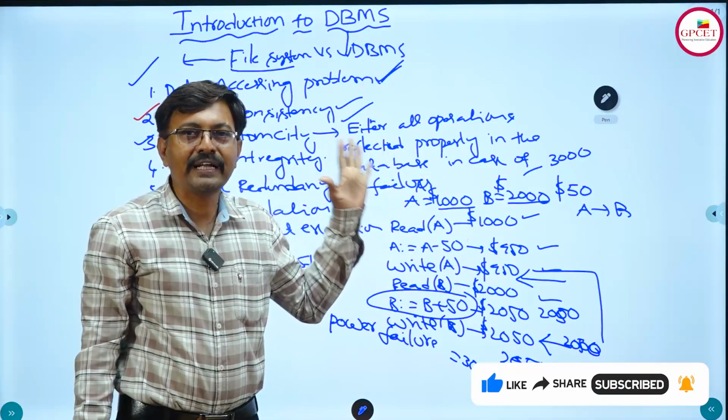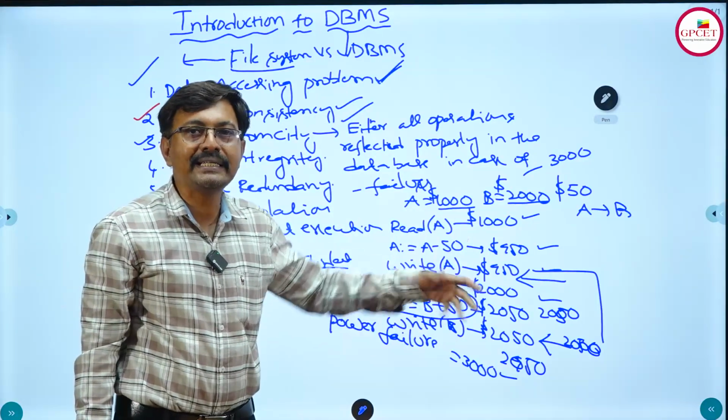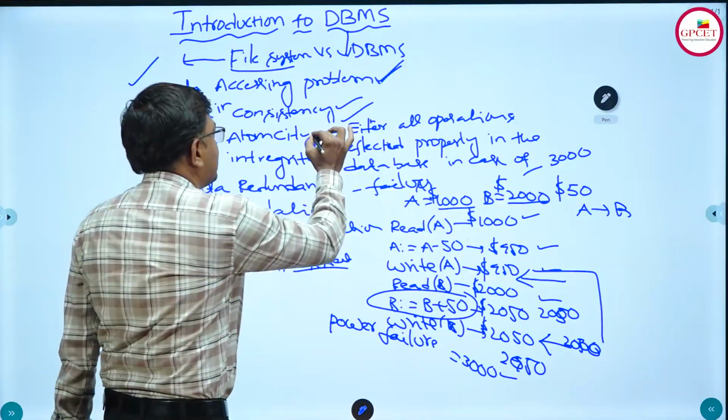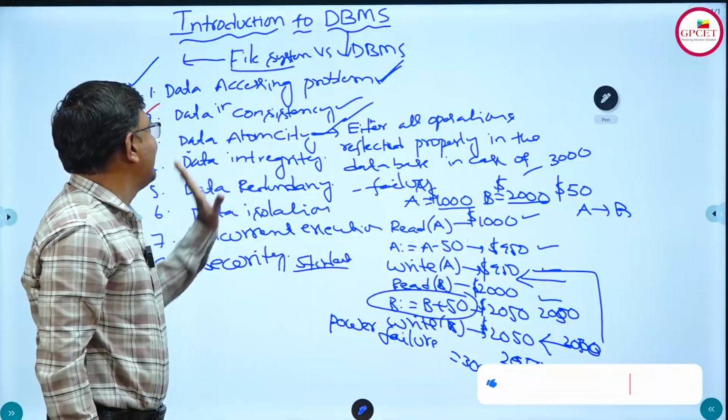What is the drawback in the file system? There is no such facility. If any power failure occurs, what happens? There is a loss. Okay. That is the third one, data atomicity. First one, the data accessing problem. Second one is the inconsistency.